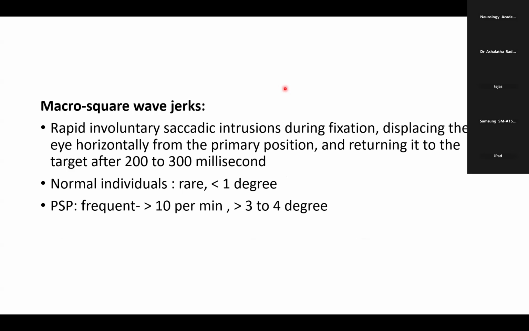It is very rarely seen in normal individuals, and even if it is seen, it is less than 1 degree. But in the patients of PSP, it is very frequent, at a frequency of more than 10 per minute, and the amplitude also increases. That is, more than 3 to 4 degrees of square wave jerks are seen.